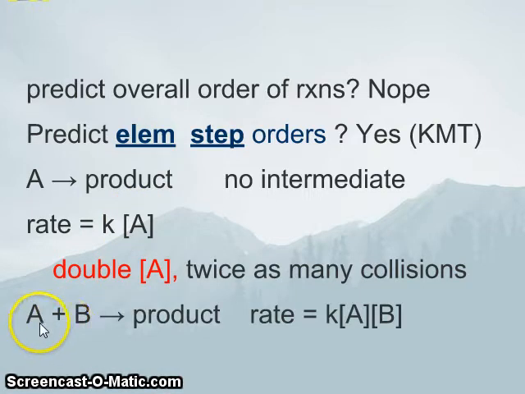If we have an elementary step that's A plus B goes to product, then we can predict that the order of reaction is first order in A and first order in B, because if this is the actual mechanism, again, this is an elementary step, that's our prediction, that's happening in one step. If I double the concentration of A, that means I'm going to have twice as many collisions between A's and B's, so our rate will double. Same with B.